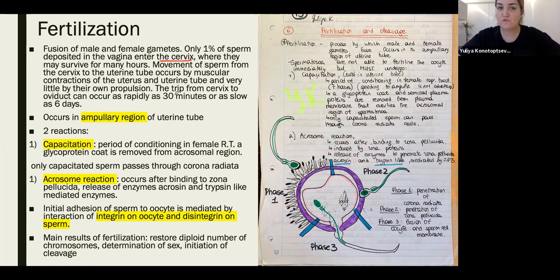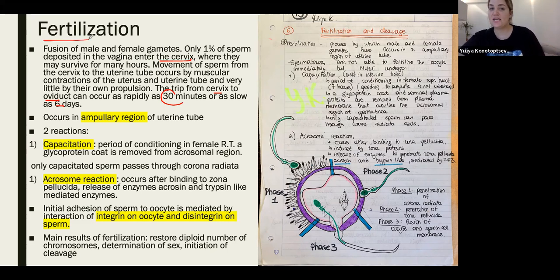The movement from the cervix to the fallopian tube can differ. Some spermatozoa are super, super fast, so it takes them 30 minutes, half an hour, and they're already at the fallopian tube. So can you imagine how fast they swim, like super fast? Some are a bit slower, so it takes them 6 days to reach the fallopian tube. So that's super, super slow.